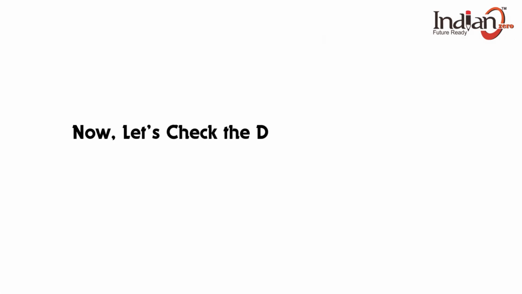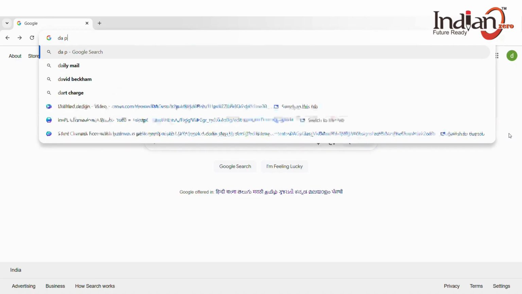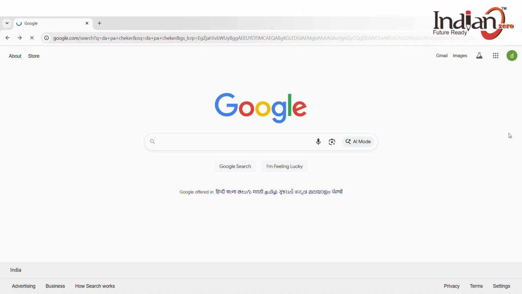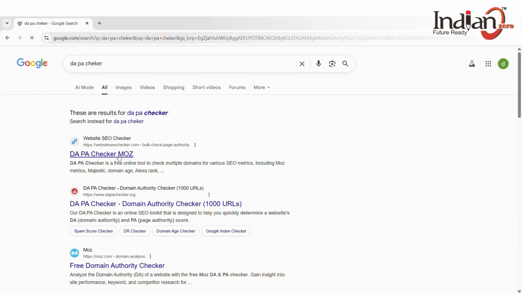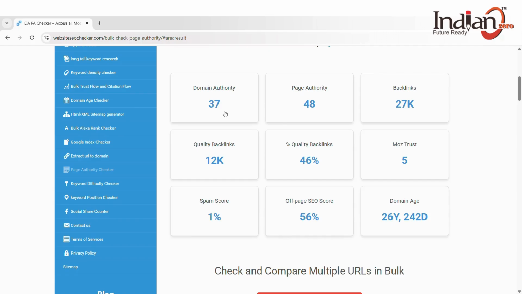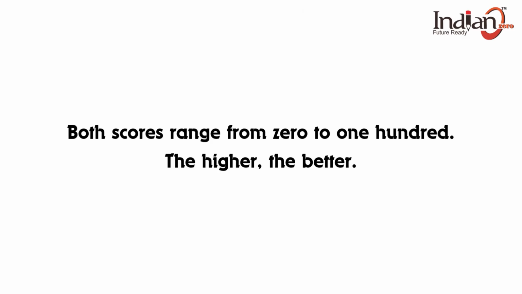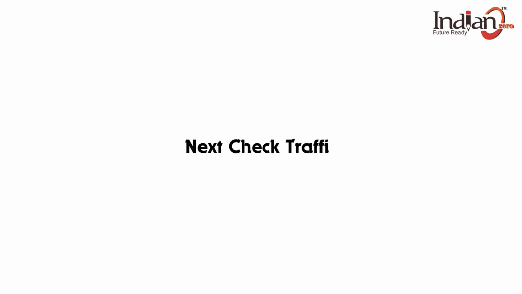Now let's check the domain authority and page authority of the website. Go to Google and type DAPA checker. Click on the link from websiteseochecker.com. Paste the same website link and hit search. DA, or domain authority, predicts how likely the entire domain is to rank well on Google. PA, or page authority, does the same, but for just that one page. Both scores range from 0 to 100. The higher, the better.